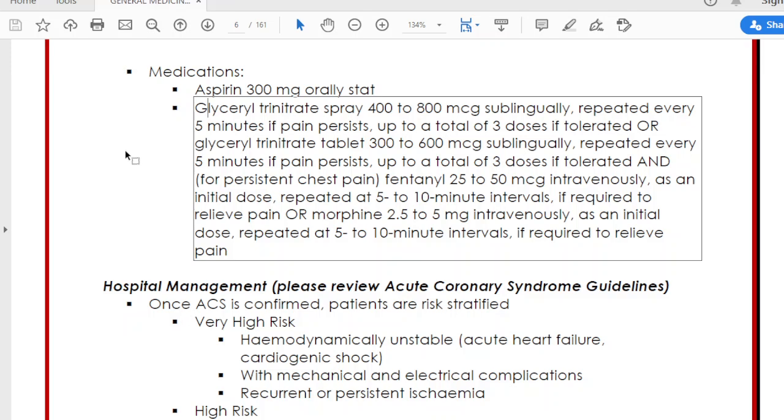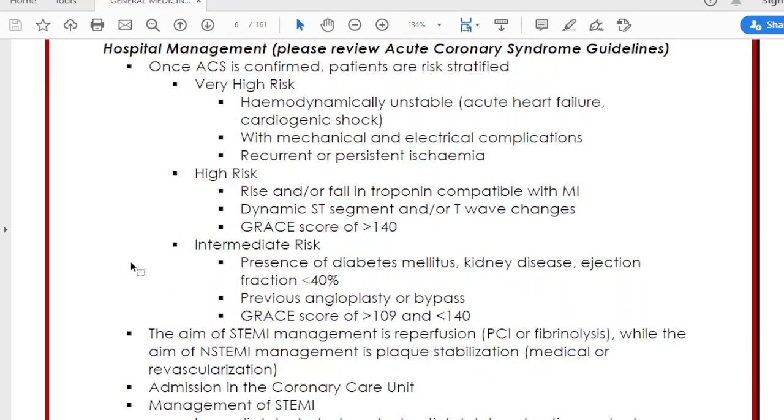And, for persistent chest pain, fentanyl 25 to 50 mcg intravenously as an initial dose, repeated at 5 to 10 minute intervals if required to relieve pain, or morphine 2.5 to 5 mg intravenously as an initial dose, repeated at 5 to 10 minute intervals if required to relieve pain.